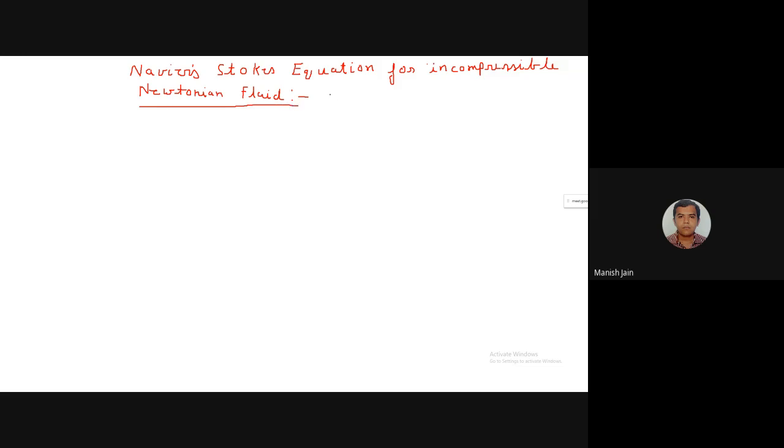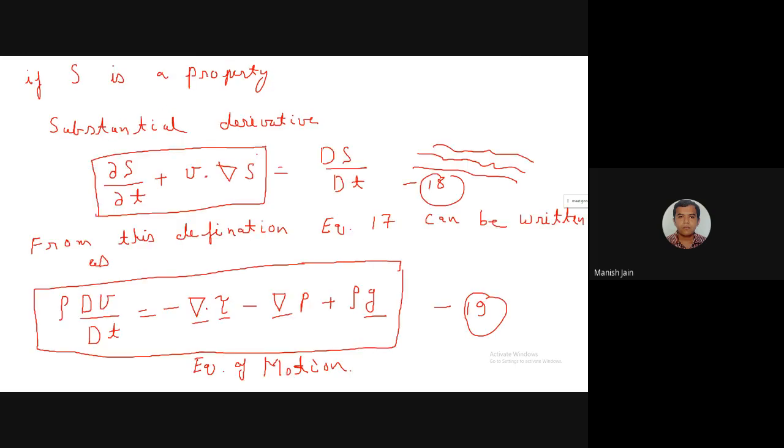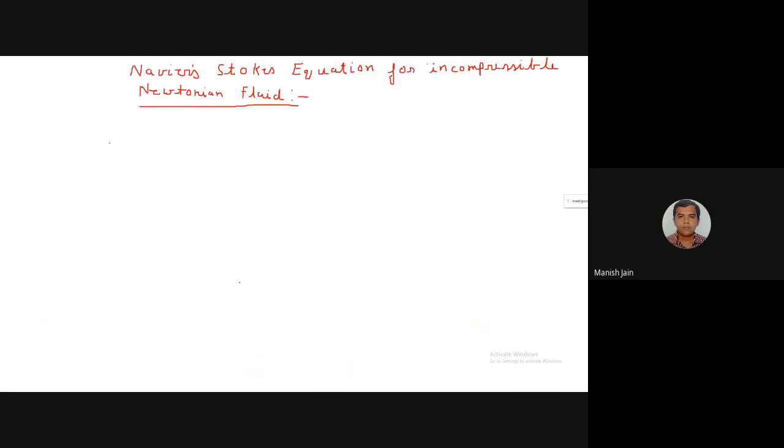Okay, so for deriving the Navier-Stokes equation, you have to take two assumptions. First, the fluid is incompressible. Second, the fluid is Newtonian. So when you apply Newton's law, then you can replace this shear stress term, the tau term, with Newton's law of viscosity. Okay, so what is Newton's law of viscosity?